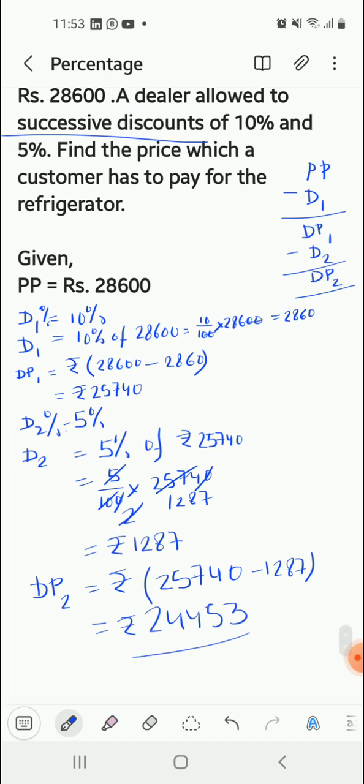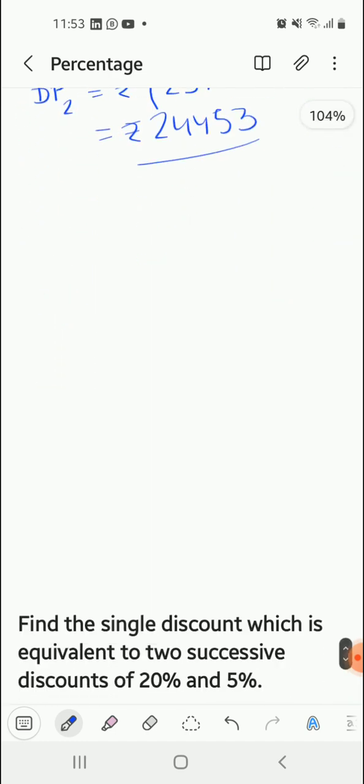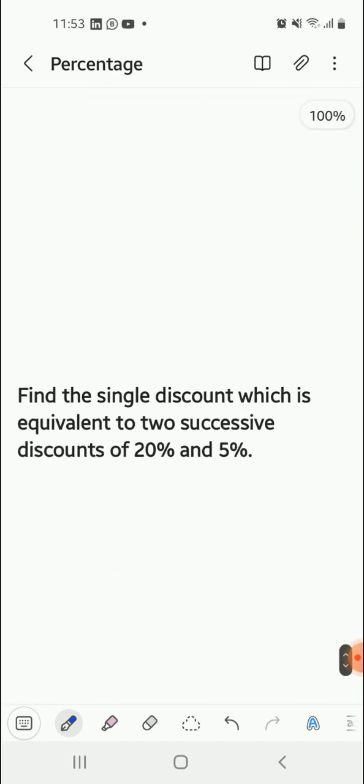Moving on to the next question. Find the single discount which is equivalent to two successive discounts of 20% and 5%. So over here it is simple. You have to find such a discount which will be equal to two successive, that is back to back, discounts.